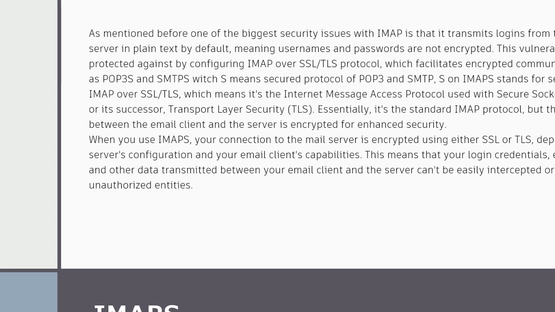IMAPS means IMAP over SSL or TLS, which is the Internet Message Access Protocol used with SSL or TLS. Essentially, it is a standard IMAP protocol, but the connection between the email client and the server is encrypted for enhanced security.